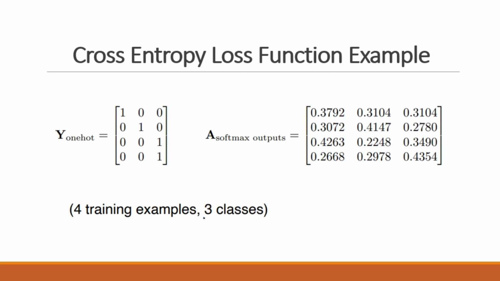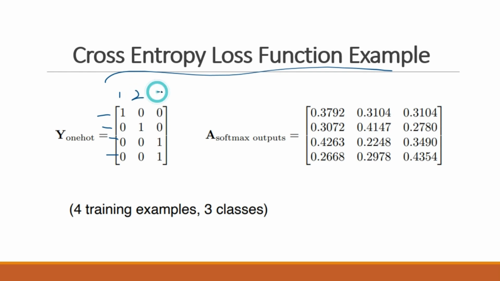So here's a concrete example that I was talking about. Let's consider this example where we have 4 training examples. Each row here represents one training example, number 1, number 2, number 3, and number 4. And the column index represents which class label it is. So we have 3 possible classes, as you can see. So the first column is class 1, then this is class 2, and then this is class 3.